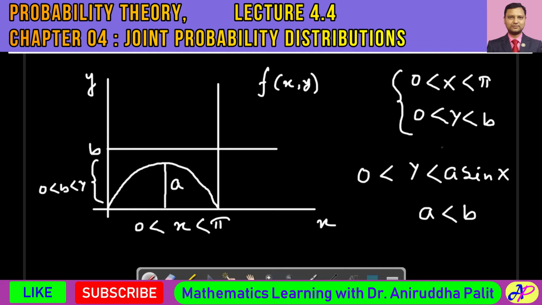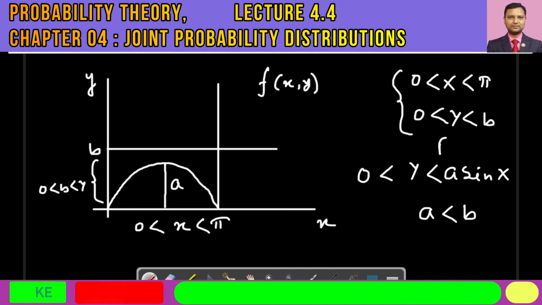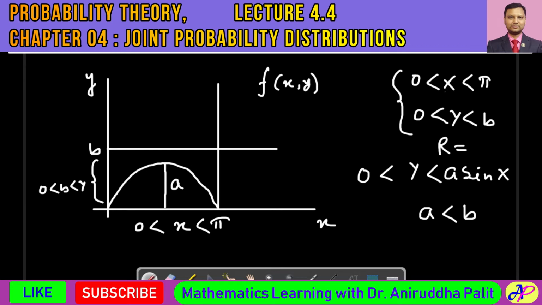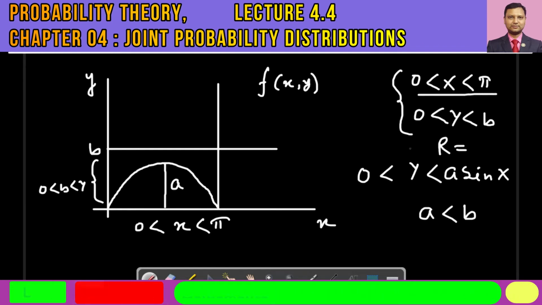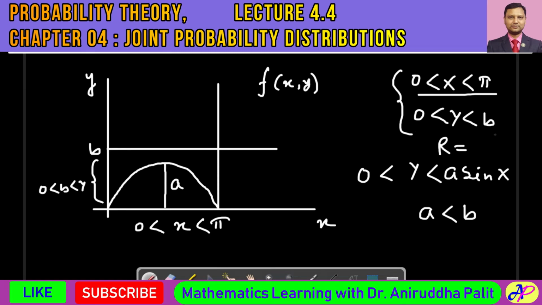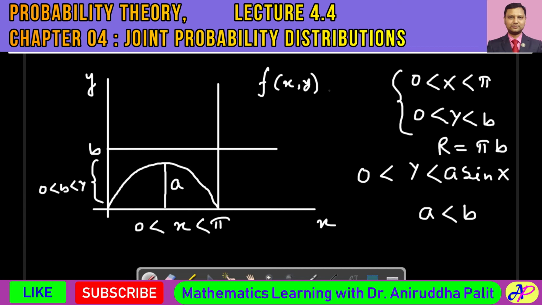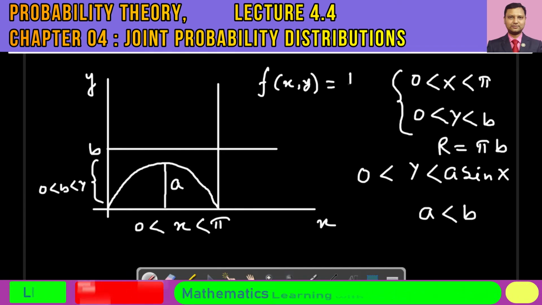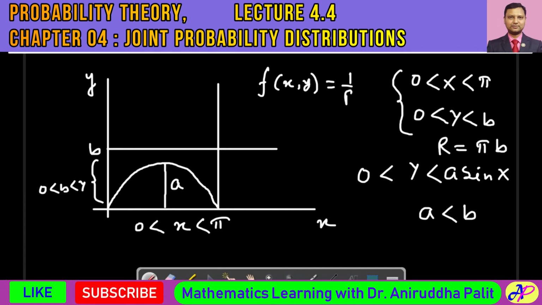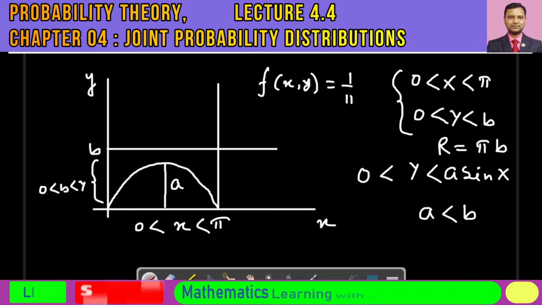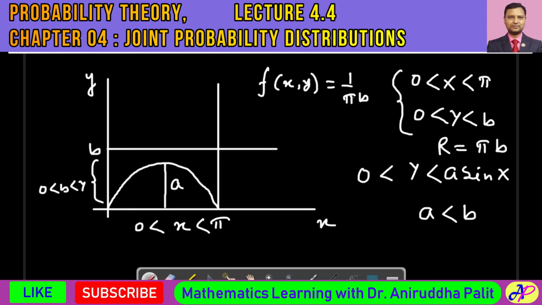And what would be the area of this region? Area R is equal to, you see, the length is pi, and over here this length is b. So R would be pi times b. Therefore we can say that the density function would be 1 by R, that is 1 by pi b, when x and y both lie in this region, and of course 0 otherwise.